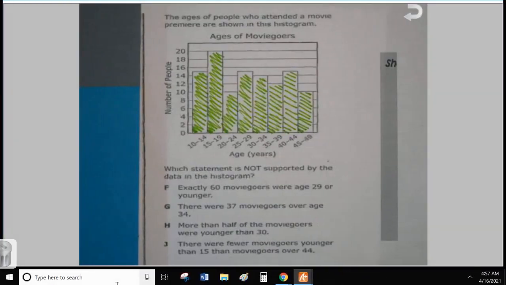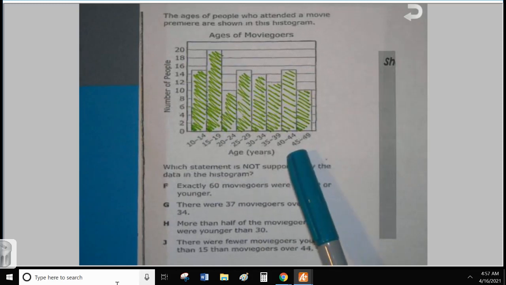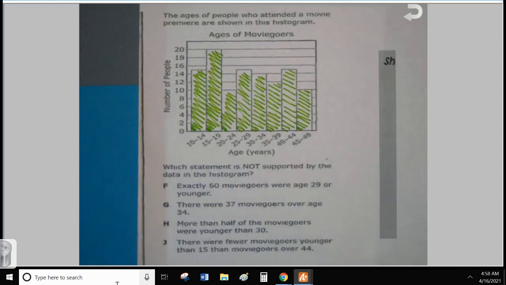The ages of people attending a movie premiere are shown in this histogram. On our X, we have the ages in equal intervals. On our Y, we have the number of people. It says which statement is not supported by the data in the histogram. So again, we're looking for the one that's wrong. 3 are right, 1's wrong.